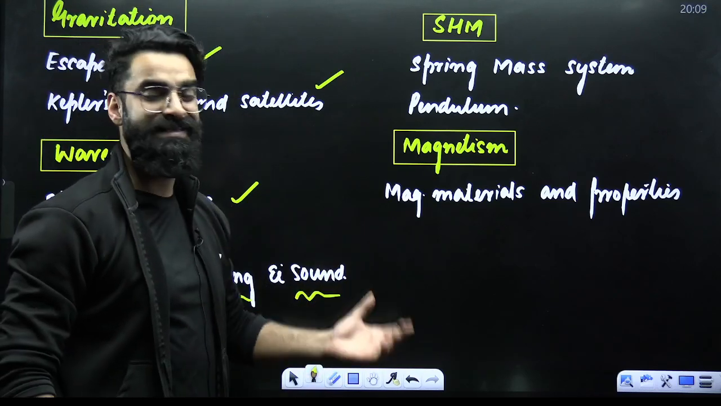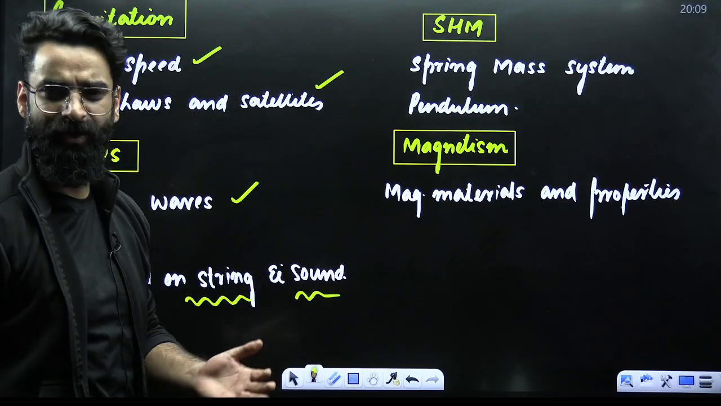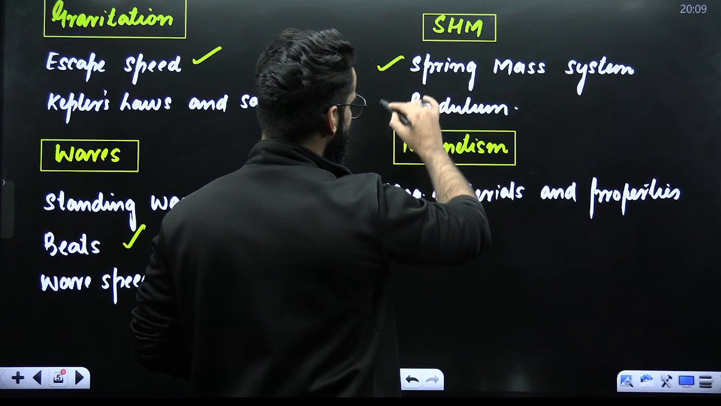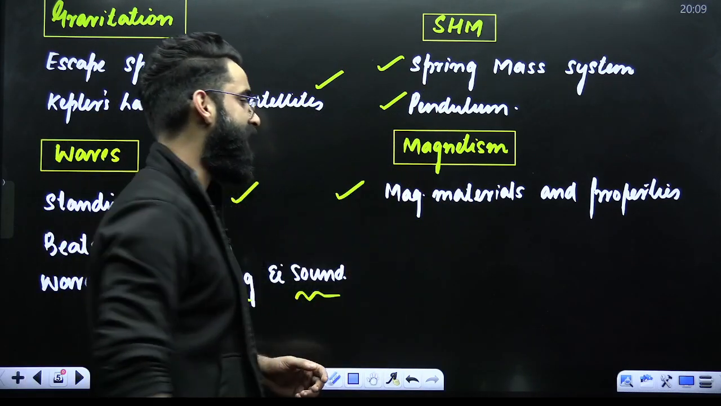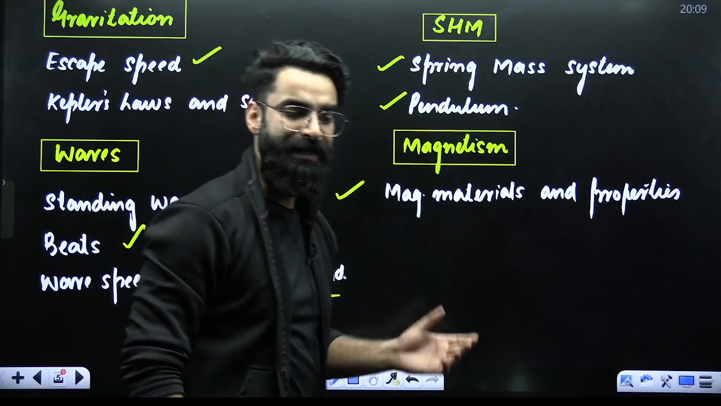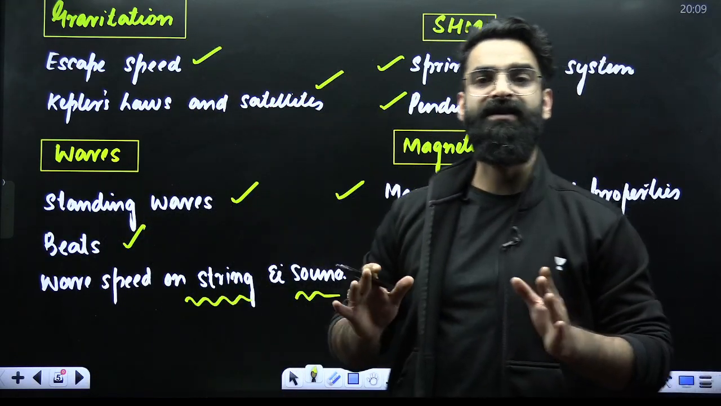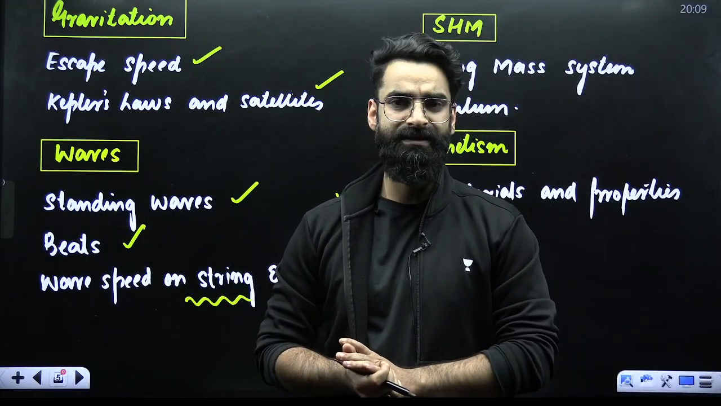And when it comes to your SHM, right? Again, one of the favorites of all, your spring mass system and pendulum, these are again important, right? And when it comes to your magnetism, your magnetic materials and properties are very important when it comes to your NEET physics over here.